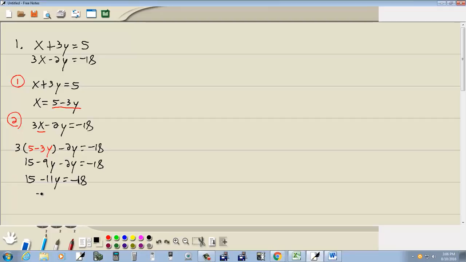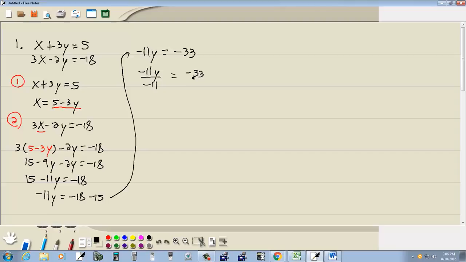I'm going to take 15 over to the right side. Becomes a negative 15. So then we've got negative 11y is equal to negative 33. Then divide both sides by negative 11. And we end up with y is equal to 3.